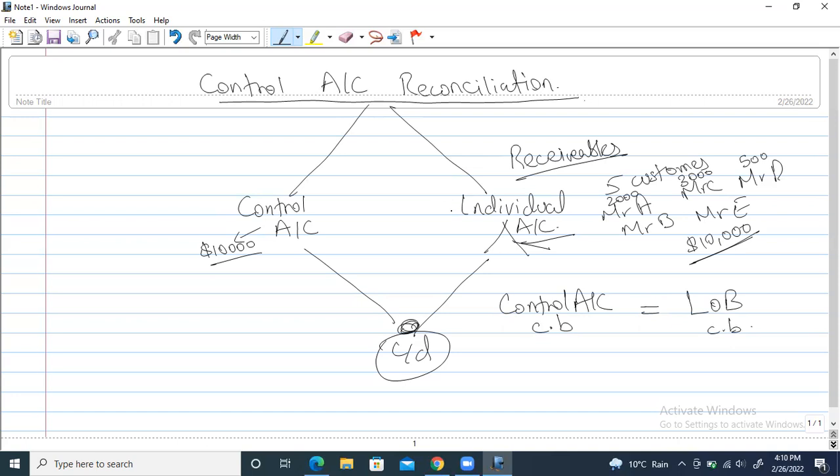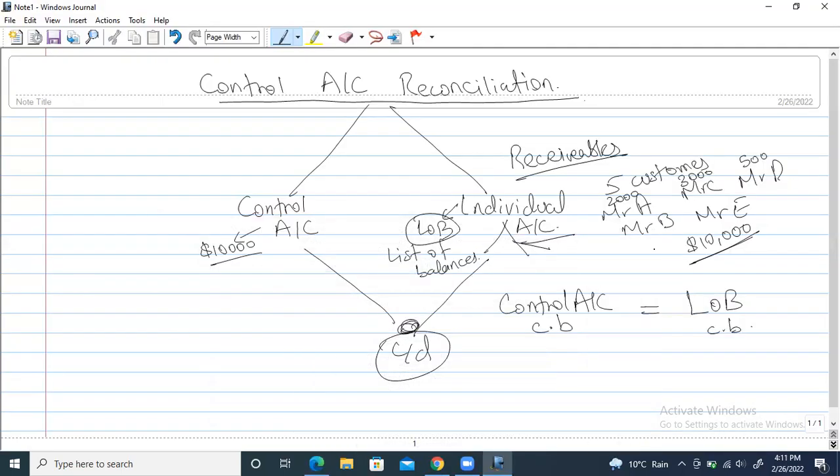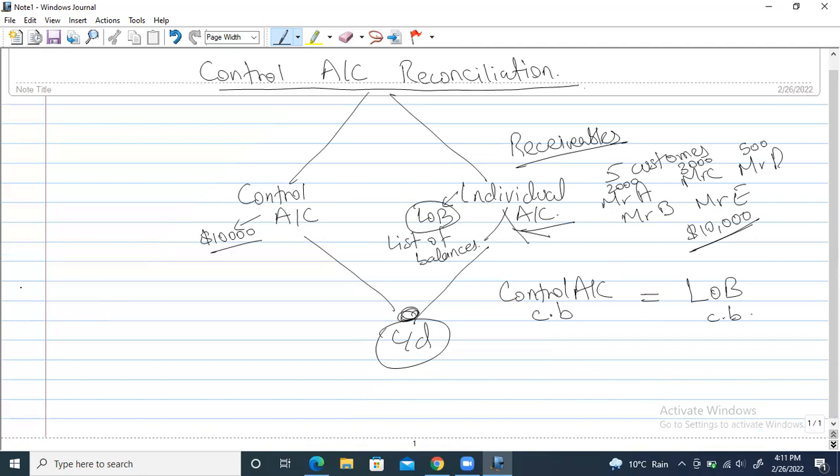So these individual accounts which I've written over here, in many cases it's actually called the list of balances, LOB. Let me write the full form as well: list of balances. And that makes me explain one more concept that we just studied in the study text over here in this paragraph, which is the difference between two accounts. One is called memorandum accounts, and the second account that we studied is a simple control account.